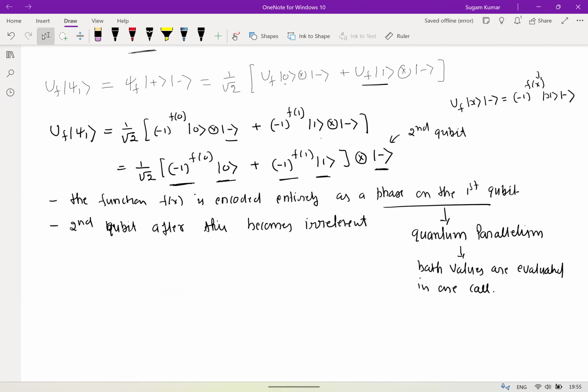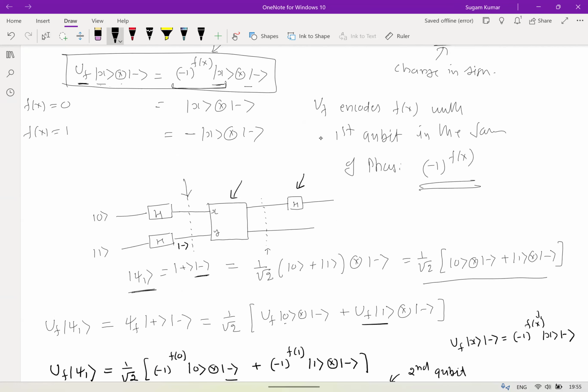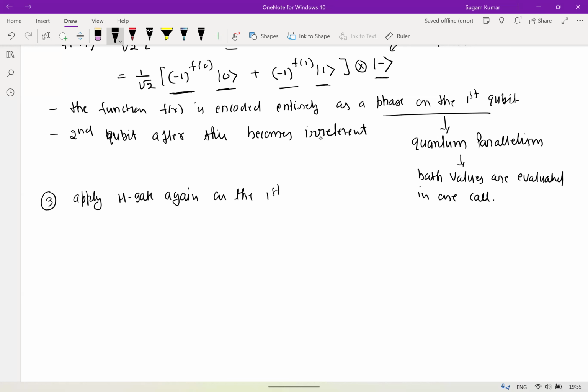Now, after this, the magic happens. You're going to apply the Hadamard gate. So this is step number 3: apply the H gate again on the first qubit. And this is the magic. If you feel that something magic happens here, yes, magic happens here only. That is nothing but quantum interference.